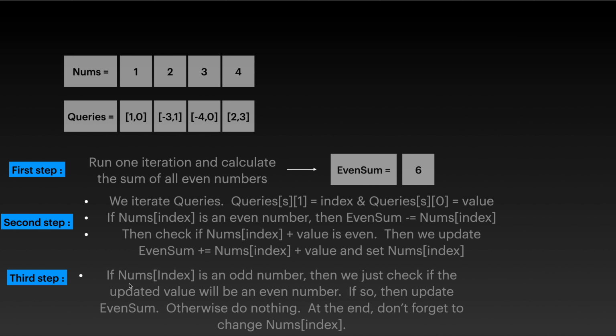Now we have to check if the updated value is even or not. If it is an even number, then we have to update our even sum variable by this much, so even sum will become even sum plus equal nums of index. Otherwise, that means the updated number is still odd, then we don't do anything. We just change nums index by that new number. And so that's for this.